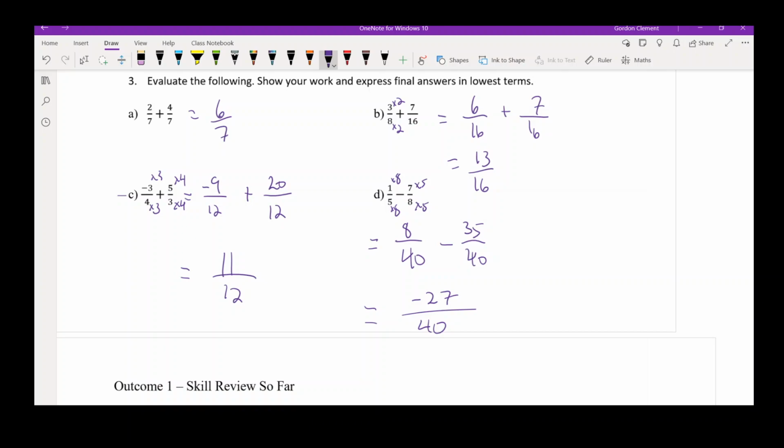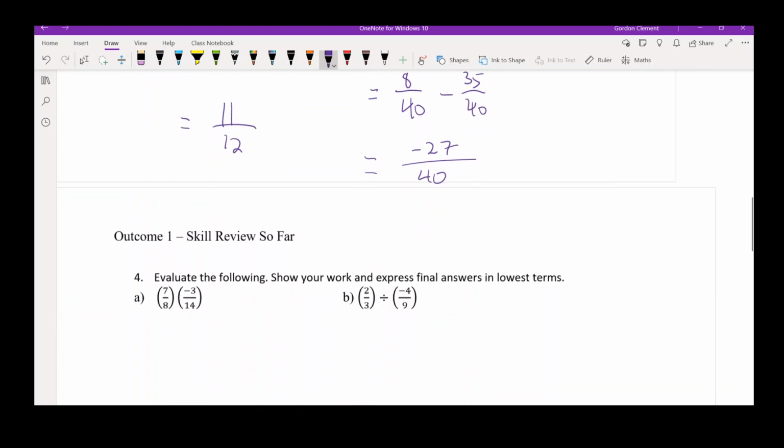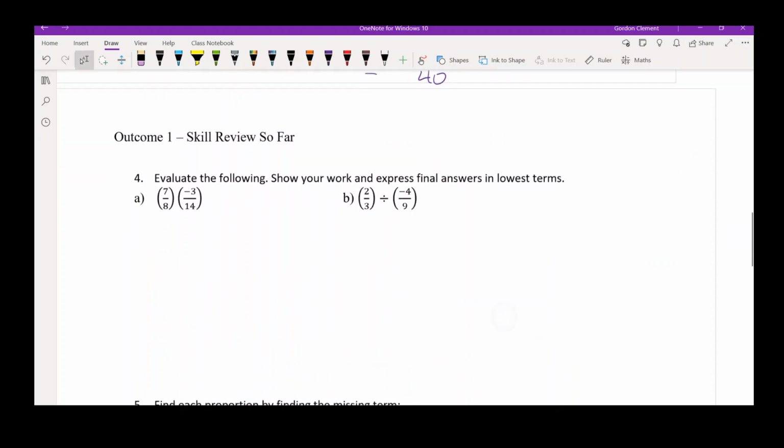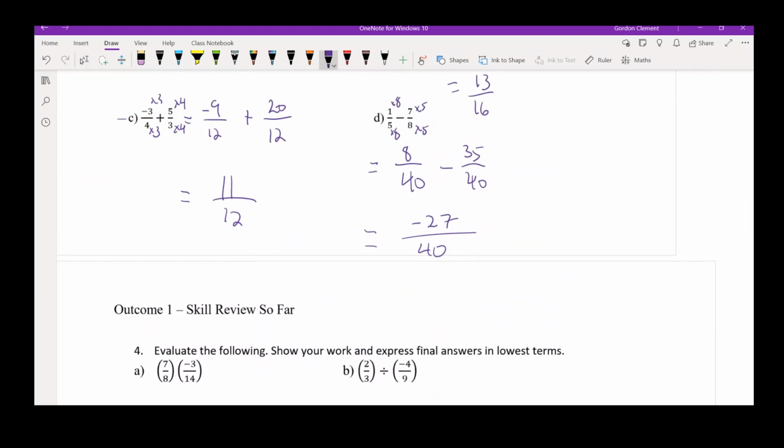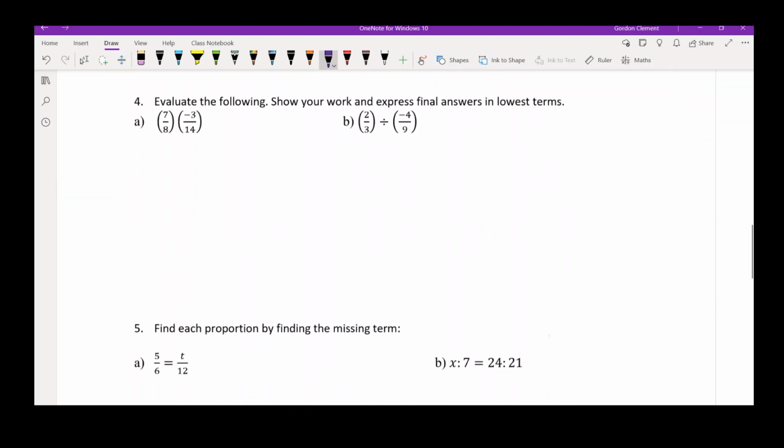And then we'll look, does anything go into both 27 and 40? I don't think so. 3 and 9 aren't going to work with 40. I think that is lowest terms there. And I always like to write the negative on top of the fraction like I have it there.